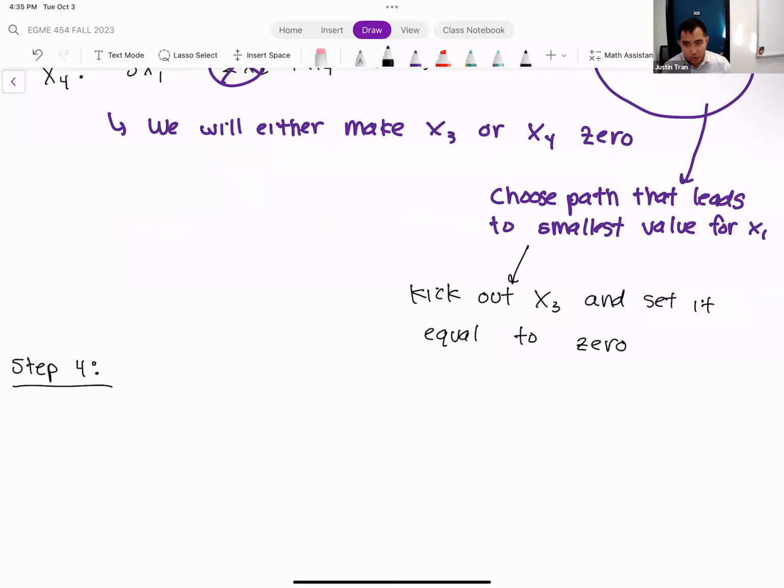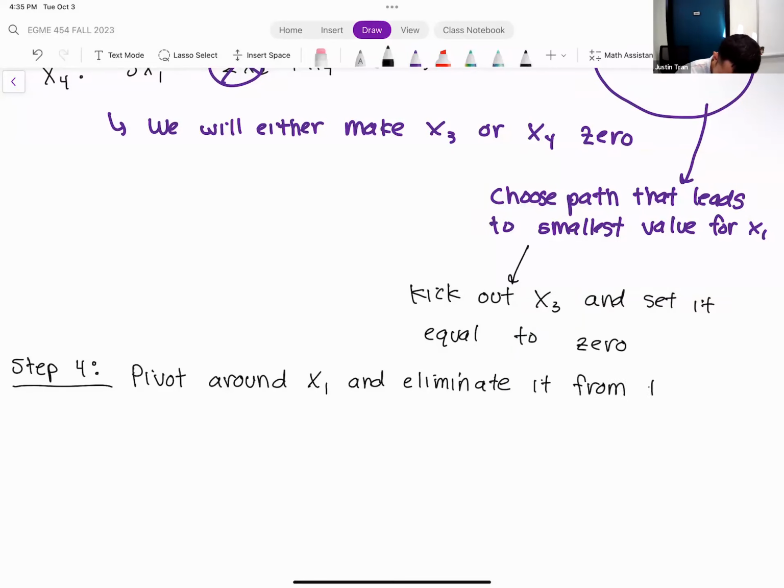Okay, so that was step three. At this point, we know what variable we're going to promote and we know what variable we're going to kick out. Now we're just cleaning up the entire system to account for this. So the next step is to pivot around x1 and eliminate it from the other equations. Because now x1 is a basic variable, and so it should only show up in just one of the equations. Okay, so let's go ahead and do that.